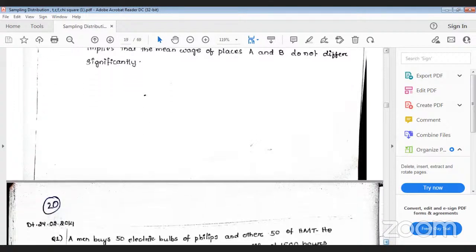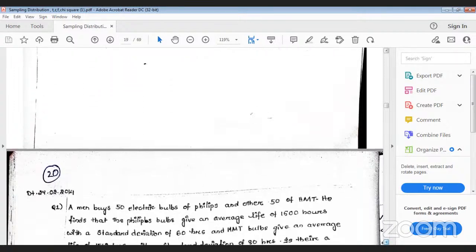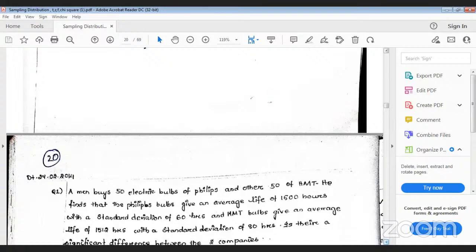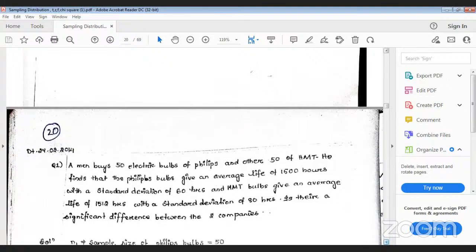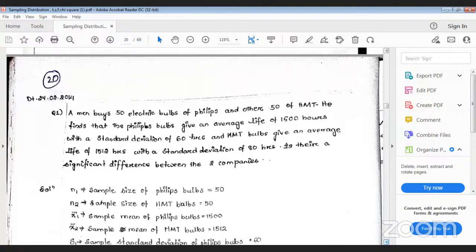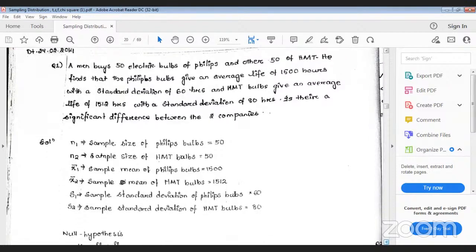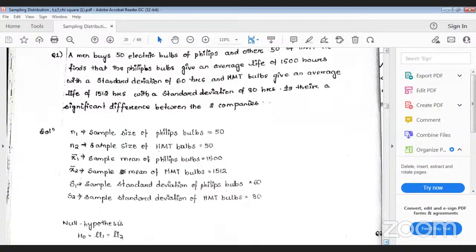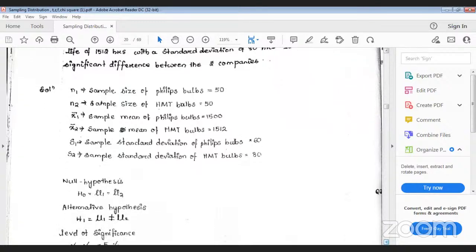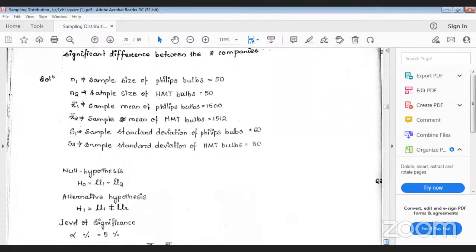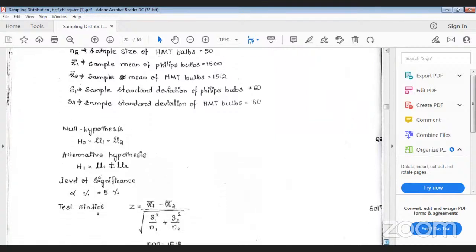My suggestion is that you practice more and more questions so that you can understand how to write the null hypothesis, because for problems related to testing of hypothesis, setting of the null hypothesis and drawing of conclusion is most important. Here, the same questions I am not discussing, so you can do this one by yourself. Next we'll proceed to another.